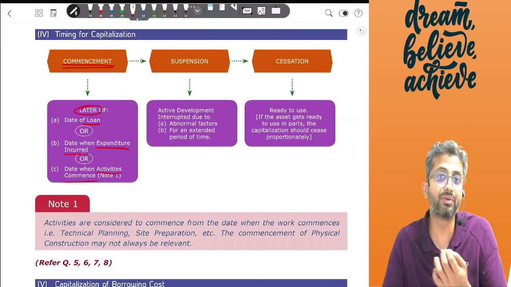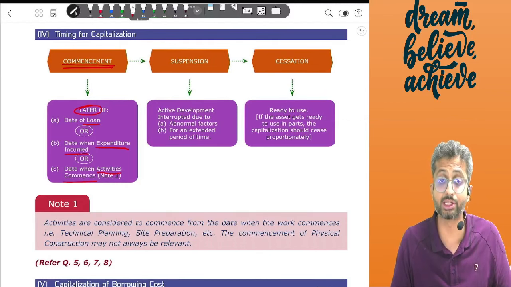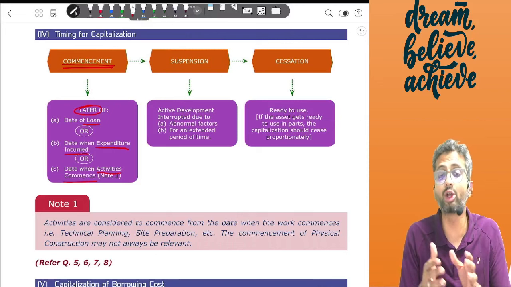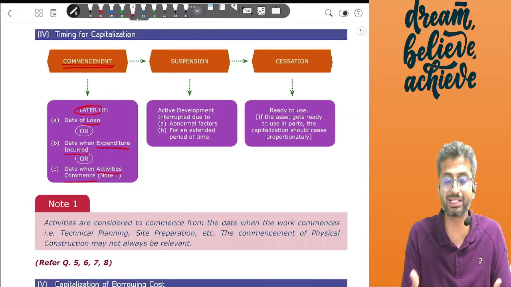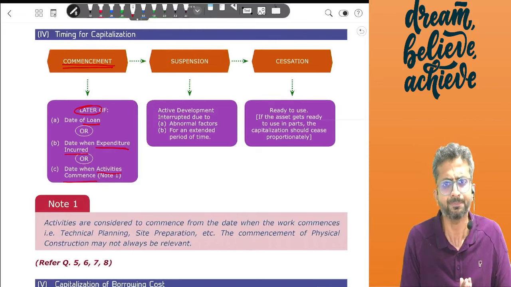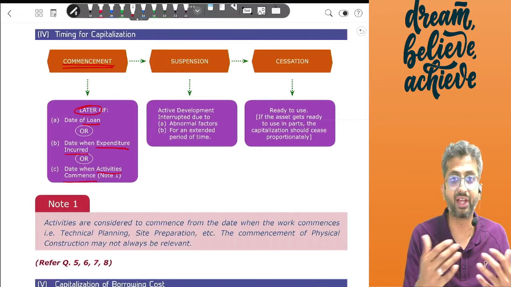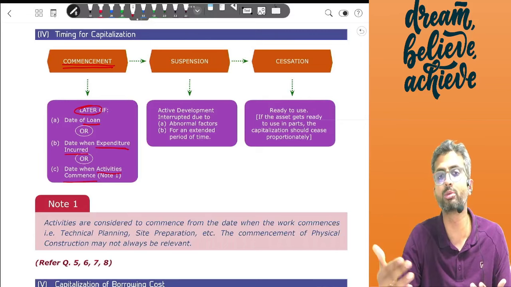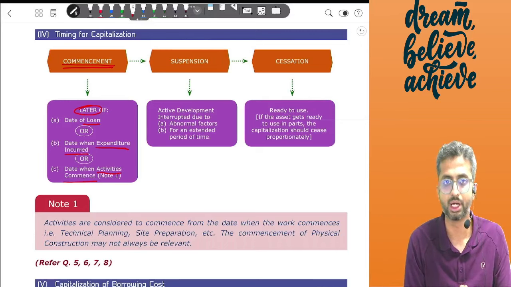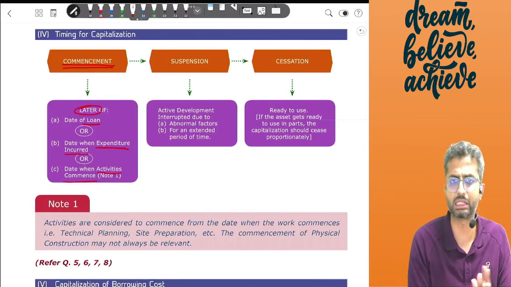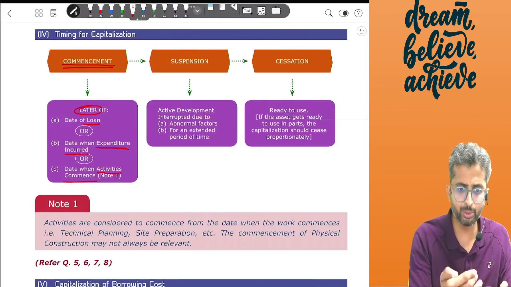Activities, does it mean only physical construction has to start? Well, not necessarily. Commencement of activities can also include activities like site planning and technical evaluation, which can also be treated as commencement of activities. Physical construction need not necessarily start. Okay, so this is when we commence.